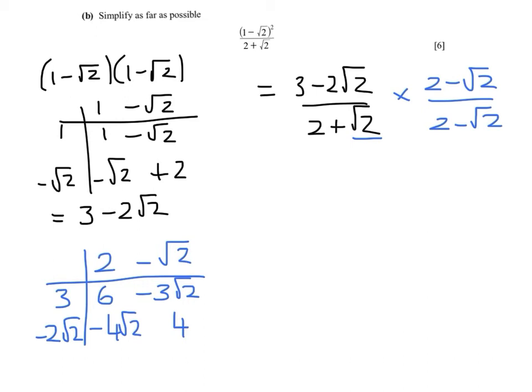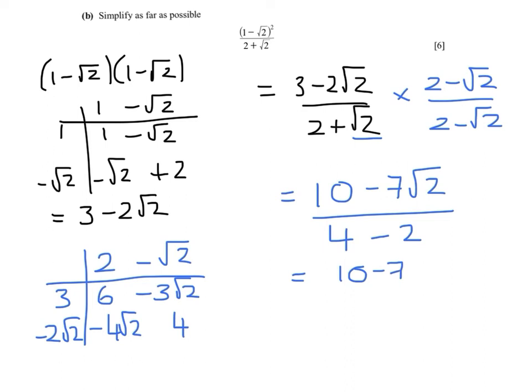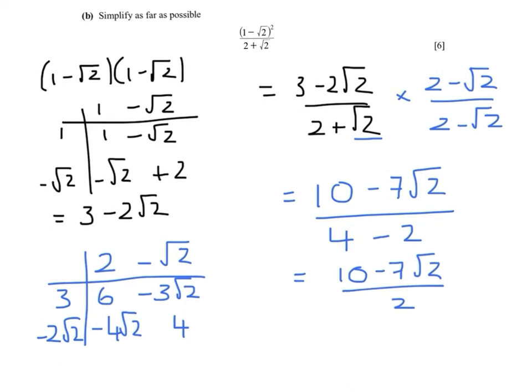So that gives me on the top line 10 minus 7 root 2, and on the bottom I have the difference of 2 squares, so 2 squared, which is 4, take away the square root of 2 squared, which is 2. So I have 10 minus 7 root 2 all over 2, and it is important here that the line for the fraction is under all of the numerator.